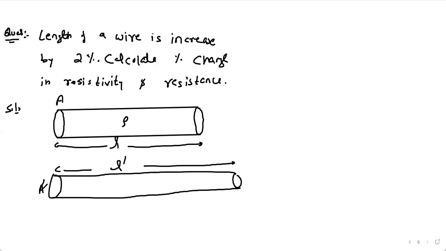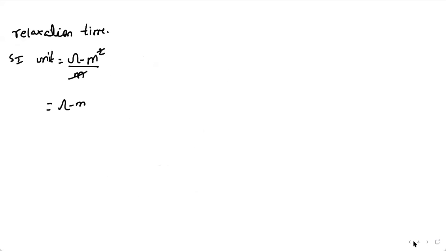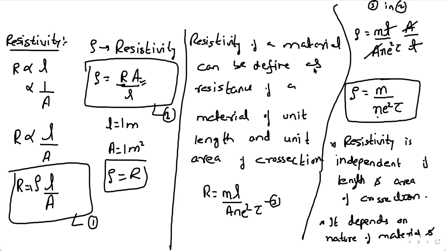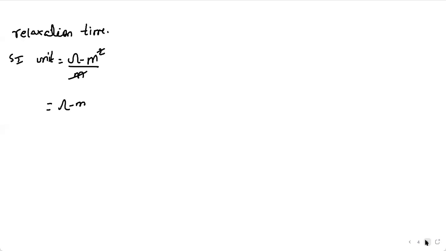Mariam, what do you think? What will happen with the resistivity when I change the length? It will increase, it will decrease, or it will not change. What happened with resistivity, Mariam? It will decrease. Okay. Mariam, just read this statement, please. Read it loud. Resistivity is independent of length and area of cross section. It depends on the nature of material.